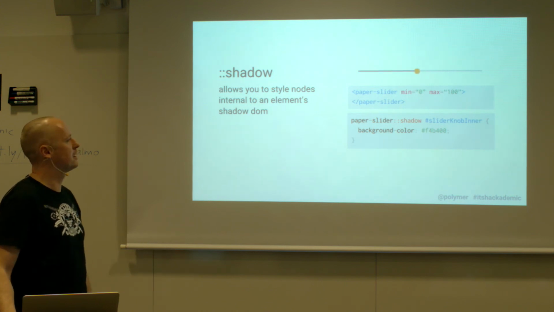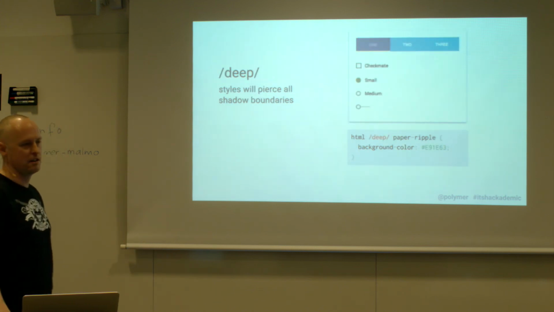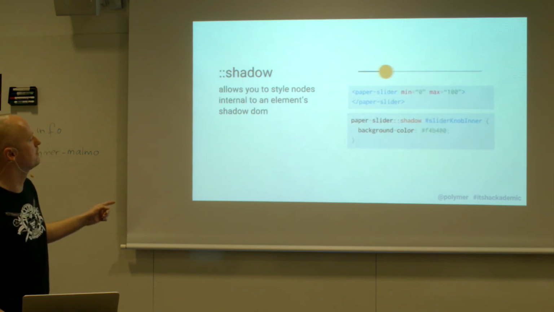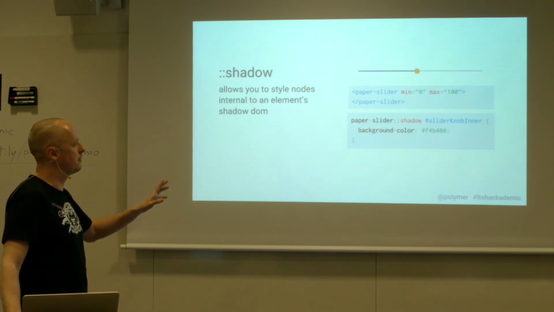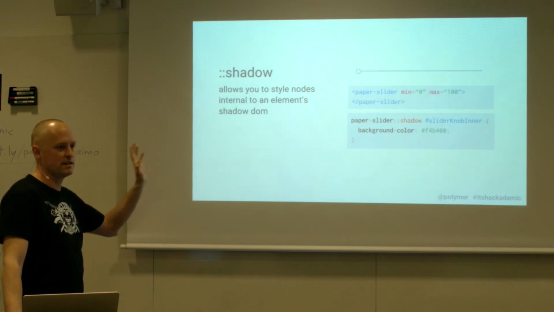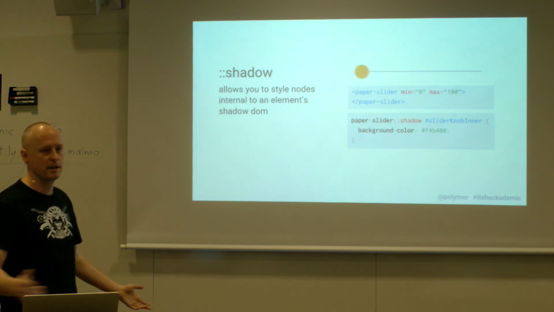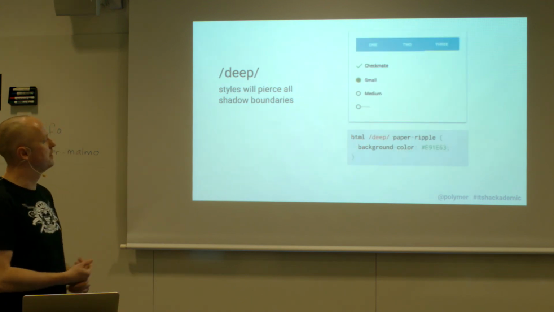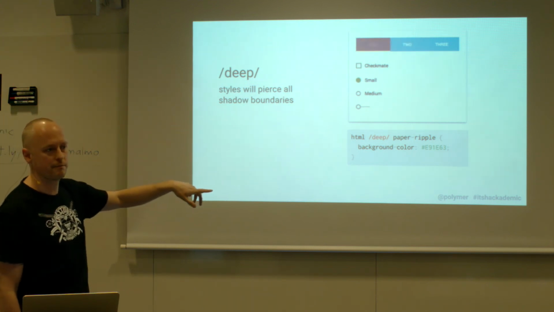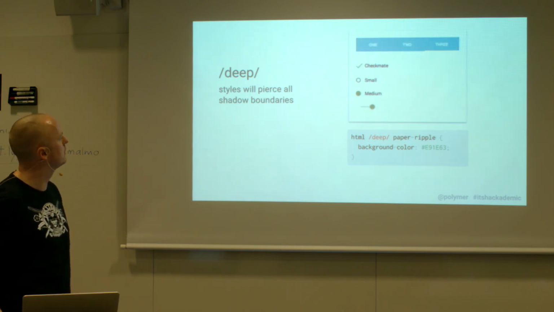And if you want to change something all over the site, for example, then you can use this deep combinator, which will pierce all shadow boundaries. Oh yeah, I forgot to say, the shadow one only goes one level and one element, basically. So I'm only piercing the barrier between the paper slider and what's inside of it. But if this is inside something else, inside something else, inside something else, and you want to change every background color, then you need something like deep, because that will change, for example, the ripple effect of every element on the page, right? Otherwise, you will only change it for one specific element.